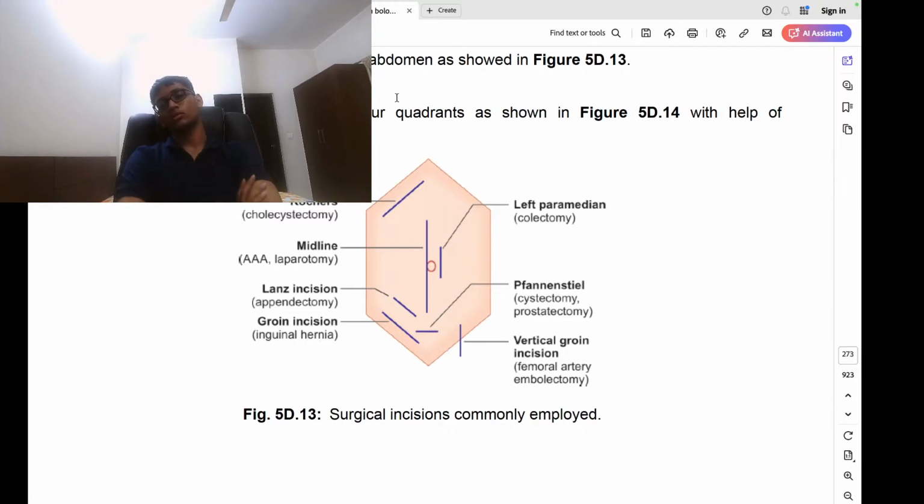Scars have been shown right over here. Quadrants of the abdomen are also shown below. The right subcostal incision is for cholecystectomy. Left midline is for laparotomy. Left paramedian is colectomy. Pfannenstiel is for cystectomy, prostatectomy. Vertical groin incision is for femoral artery embolectomy. Then at an angle you have the Lanz incision for appendectomy. Then you have the groin incision for inguinal hernia.